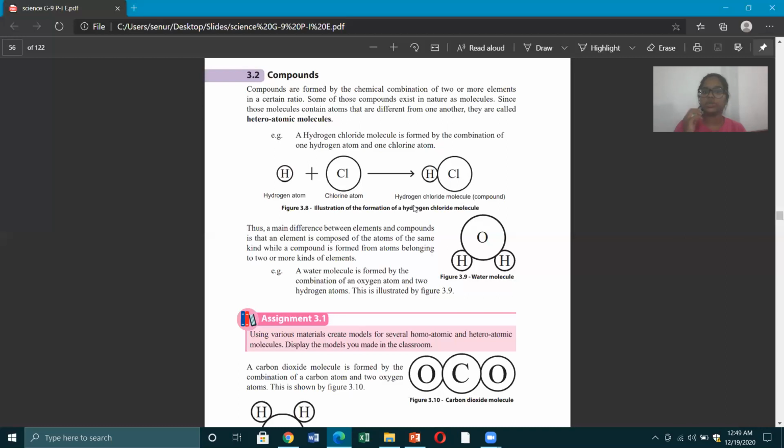Okay, so an example has been given here: hydrogen chloride molecule. HCl is the shortened form of it. It's an acid, children.